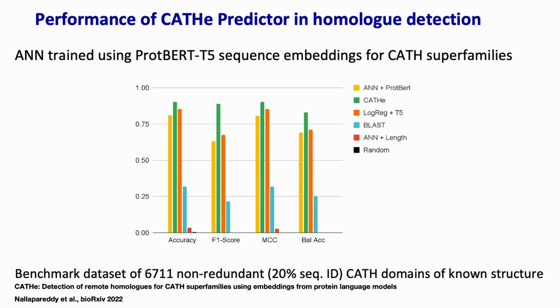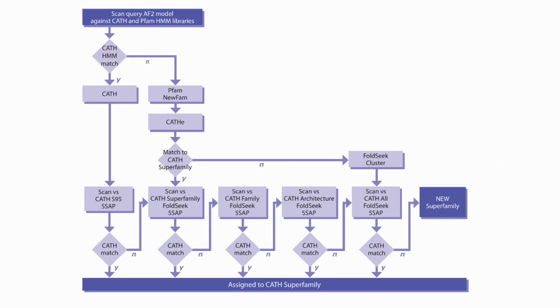So once we have these assignments, we use this cascading approach where for CATH hidden Markov model matches, we scan against the CATH-S95 representative that brought this sequence in. And for other domains like the PFAM and NewFAM assignments, if they have a CATH-E match, then we scan against the superfamily that was predicted by CATH-E using Foldseek, and then we validate again using SAP.